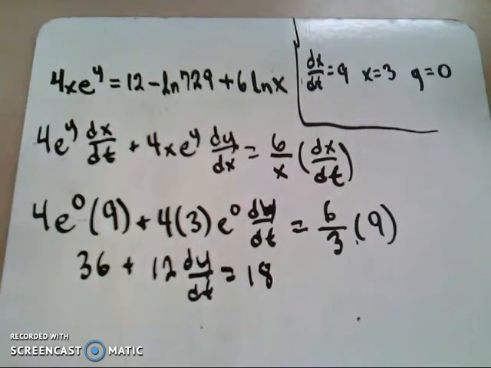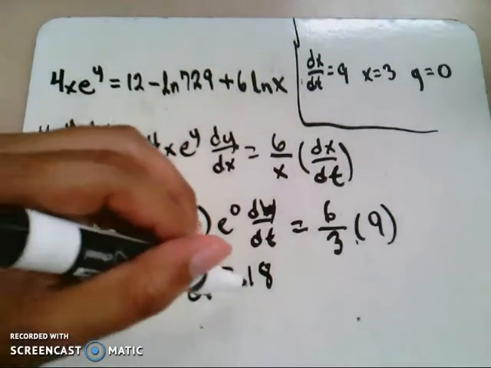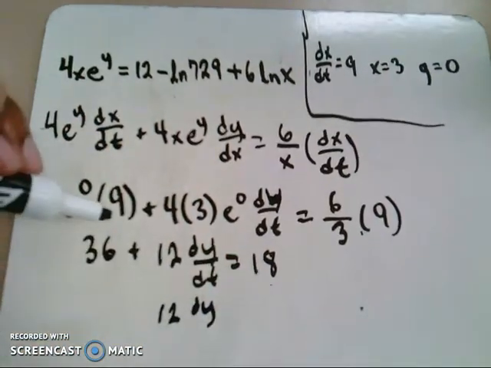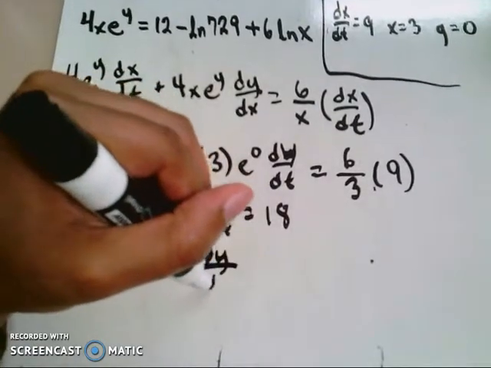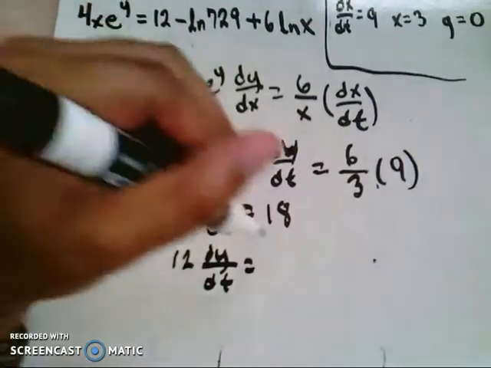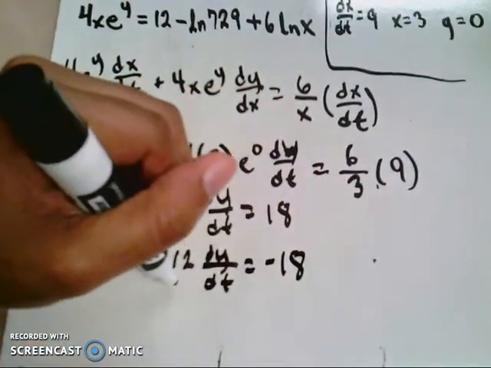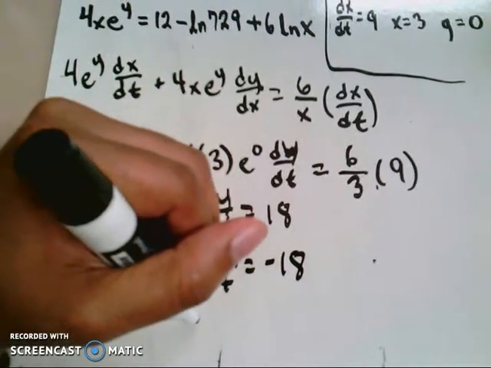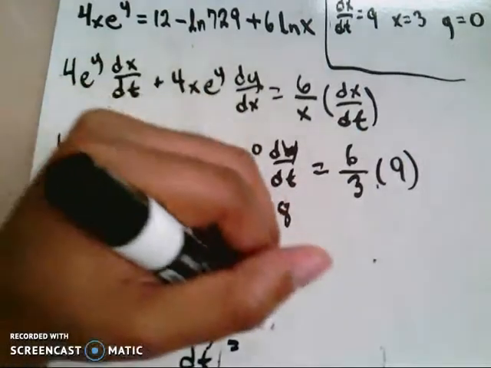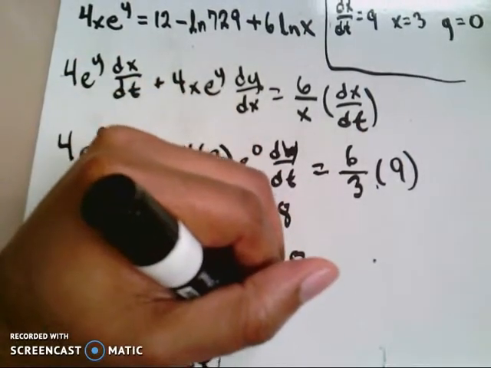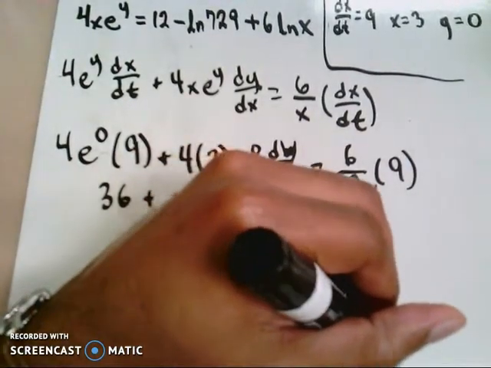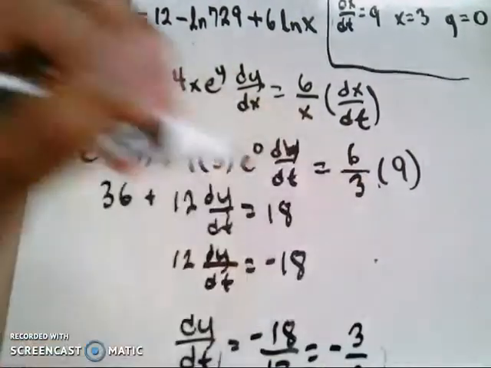Now we just finish off the rest of the problem. Subtract 36 from both sides. We'll get 12 dy/dt equals 18 minus 36, which will be negative 18. Divide everything by 12. We will have dy/dt equals negative 18 over 12, which is going to be negative 3 over 2 when we reduce it.